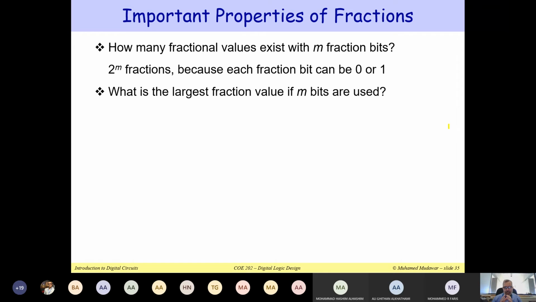Now, here's the question. What is the largest fraction value if you use m bits? 2 to the power m minus 1. Well, that's not an integer.